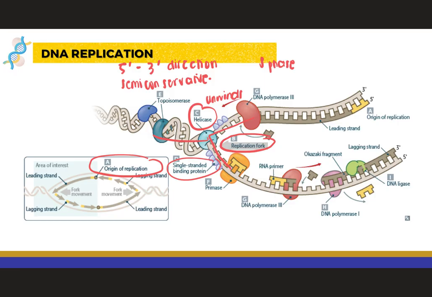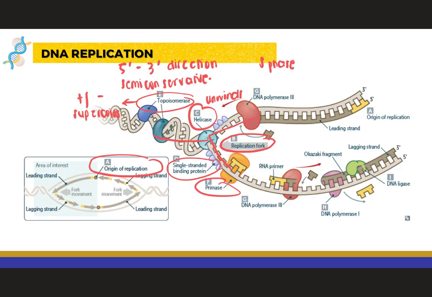Single-stranded binding protein, ang function nito is to prevent the strand from reannealing or degradation by your nucleases. We also have your DNA topoisomerase. DNA topoisomerase creates a single or double-stranded break in the helix to add or remove your supercoils. Okay, we also have your primase. So your primase makes an RNA primer on which your DNA polymerase 3 can initiate your replication.